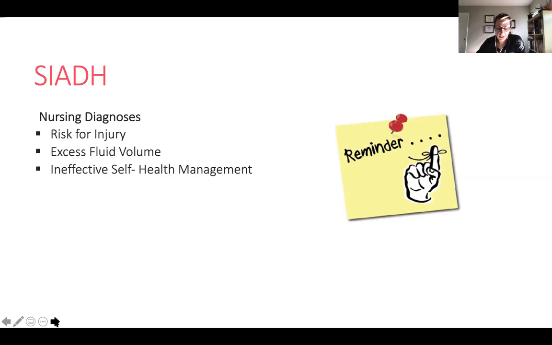And then ineffective self-health management. So this condition may not resolve completely during the hospitalization. They will probably have to self-manage at home. And this is with anything. We want to reduce the length of stay in the hospital. So people get sent home pretty quickly. So make sure they're prepared and set up for success.